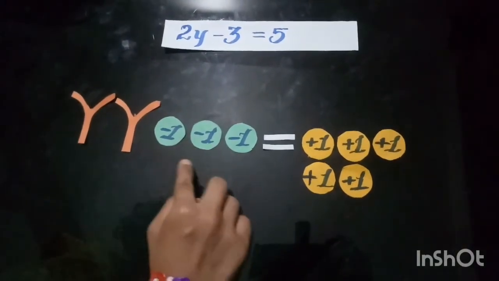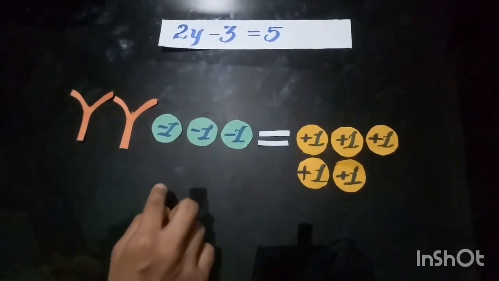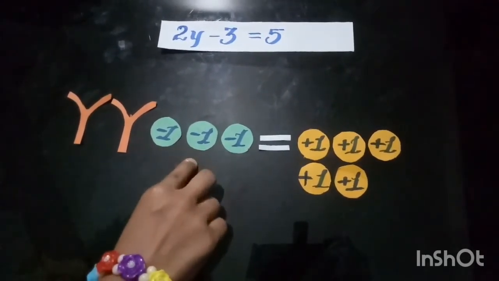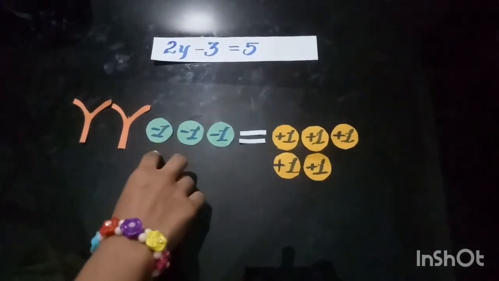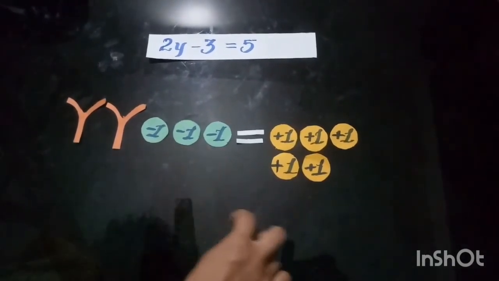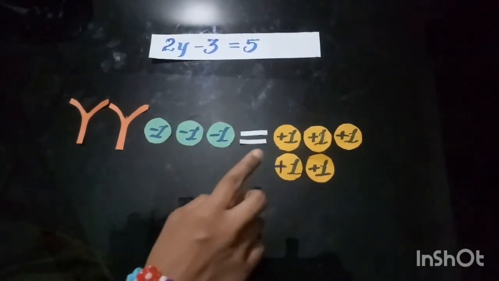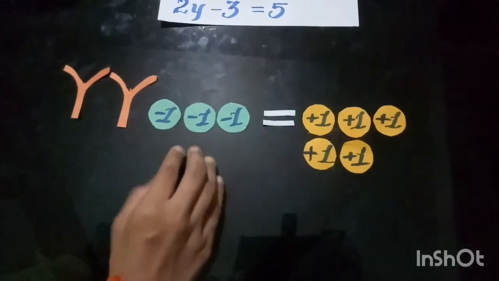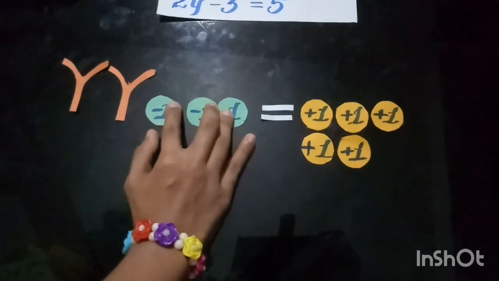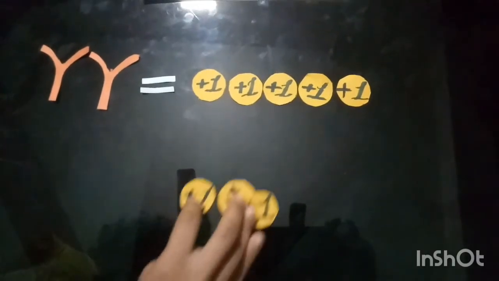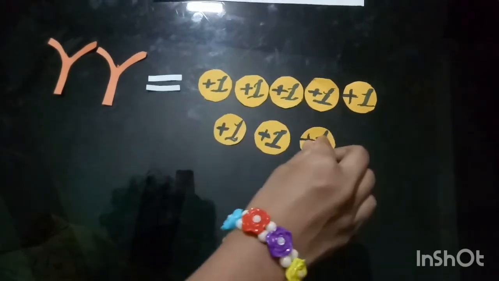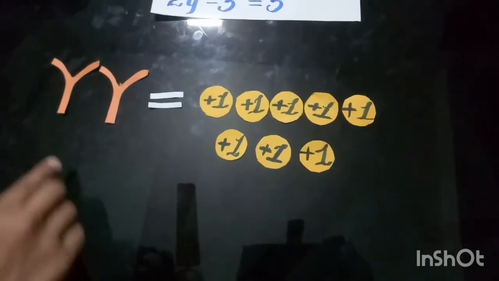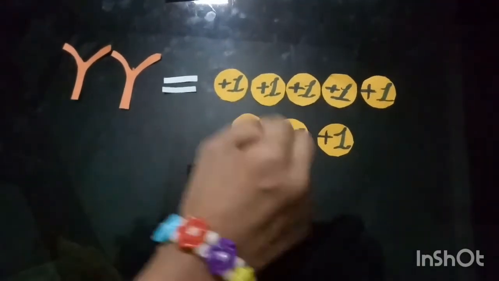Now to solve this equation, we want to transpose minus 3 from LHS to the RHS. Remember that when minus 3 is transposed to RHS, it becomes plus 3. So let me take off minus 3 and move it to RHS. Now the equation becomes 2y is equal to 8.